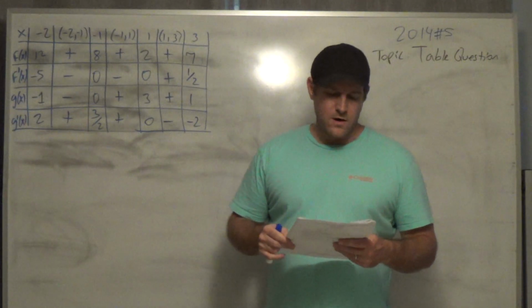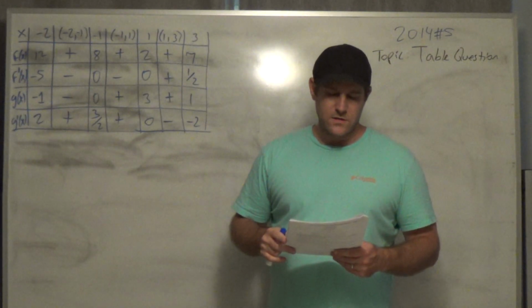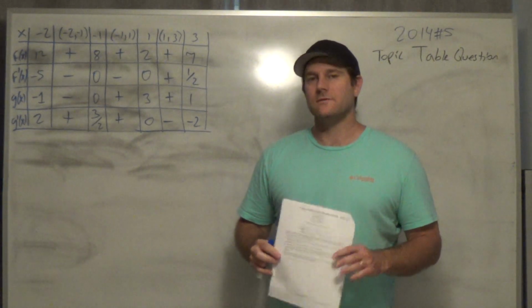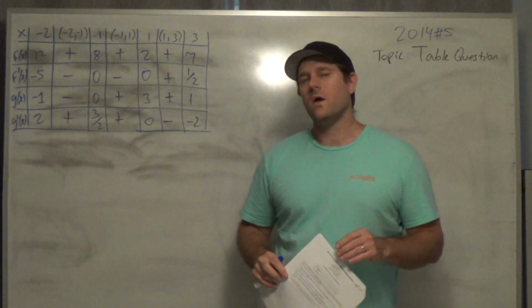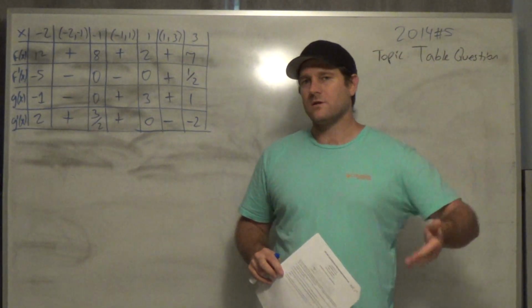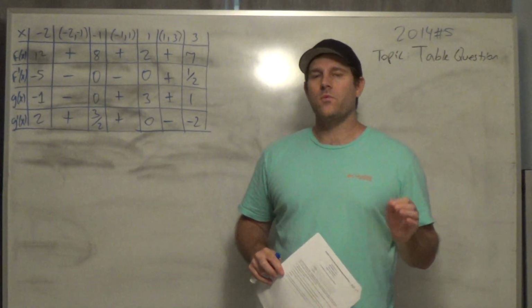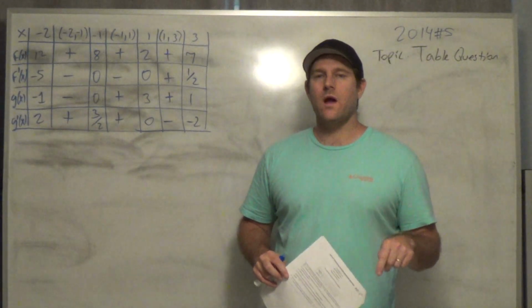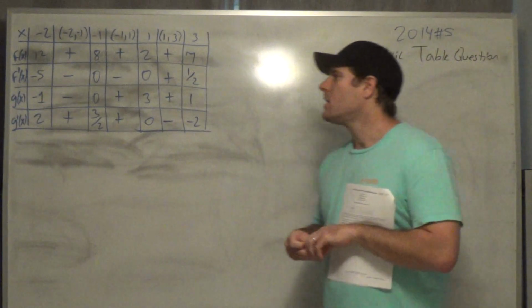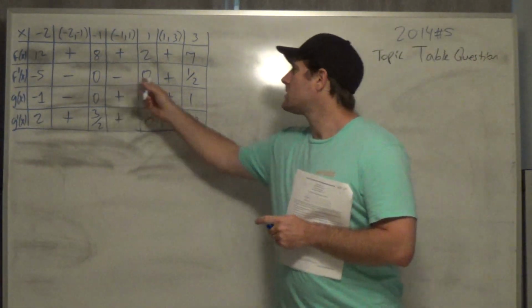Okay, so part A says find the relative minimum of f on the interval from -2 to 3. Justify your answers. So, how do you find out when something has a minimum, a maximum, or increasing or decreasing? F prime. A sign analysis chart of f prime x will tell you when f is increasing, decreasing, maxes, or mins. So let's look at f prime x.